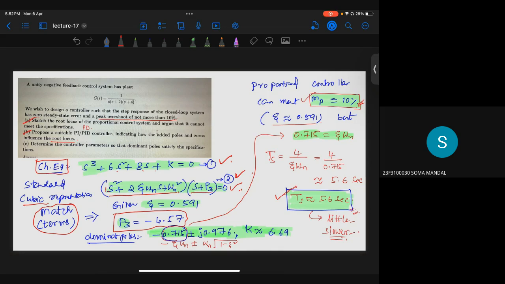You can calculate the dominant poles. Here you already have minus 0.715. Dominant poles are nothing but the poles of this system which are nearer to the origin. They have this form: minus zeta omega n plus or minus omega n root over 1 minus zeta square. The dominant poles are equivalent to the poles of the second order system. Any doubt in this? Anyone?